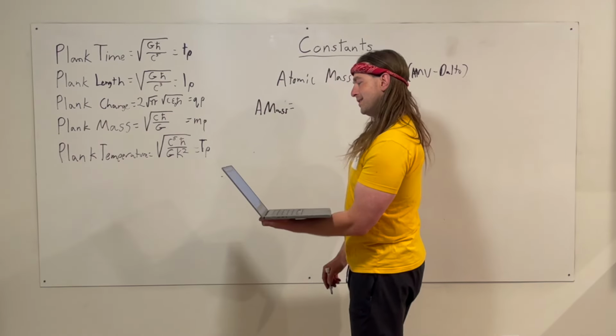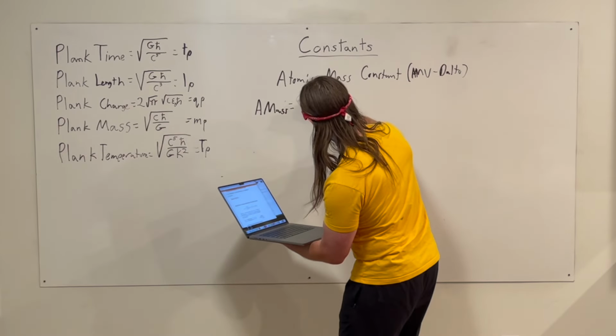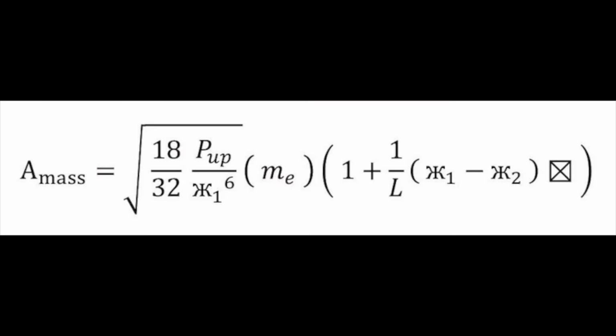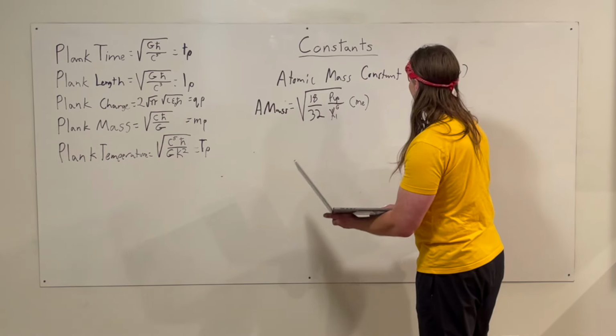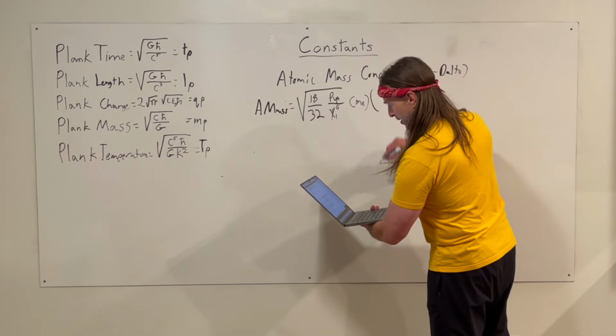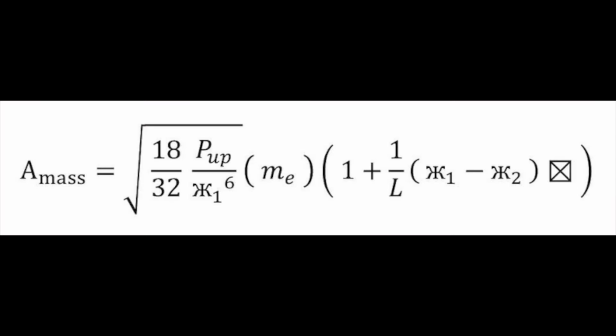And it actually has, maybe not all that surprising, a similar construction to what we have for our Planck units there. And we can phrase that as 18 over 32, and then multiplied by pop, our universal parabolic constant, and then that's over J1 to the 6th power. So this is our primary action. Our boundary condition is the mass of the electron. That's pretty cool. That seems to be a very elementary unit, so basing it off of that is probably not a bad idea. And we have our internal action, which is just 1 plus 1 over the lemniscate, and that's just multiplied by J1 minus J2, and then we multiply just by our inversion boundary box there.